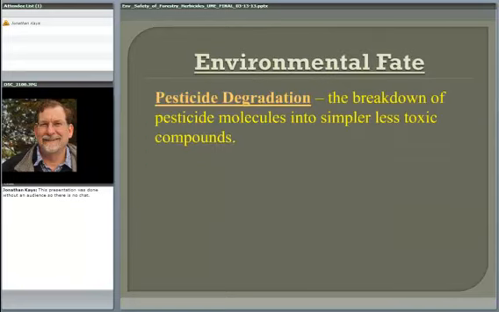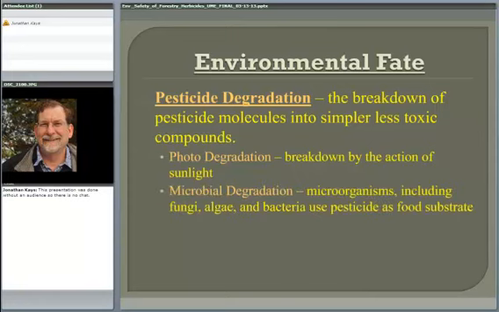And move on just a little bit. The other thing is environmental fate, and that is this idea of what happens to the material once it's sprayed. You know, how long does it hang around? And that's this idea of pesticide degradation. The breakdown of pesticide molecules into simpler, less toxic compounds like carbon and oxygen and so on. Very simple molecules. Photodegradation can take place in a couple of different ways. Photo, in other words, as soon as this material gets there, the sun starts acting on it, and it starts to photodegrade just by the act of the sunlight.